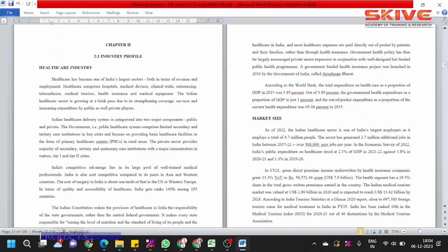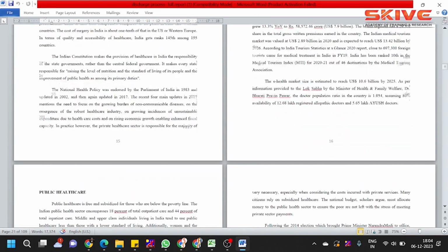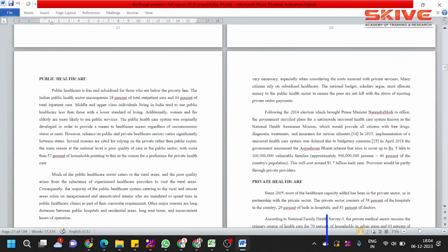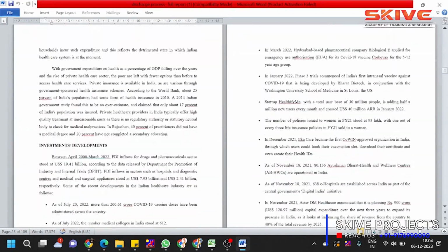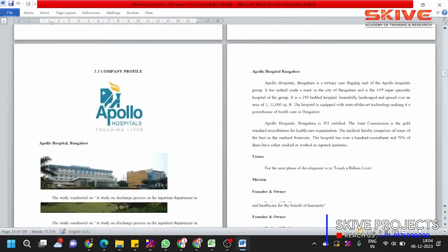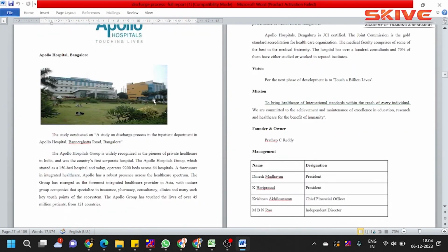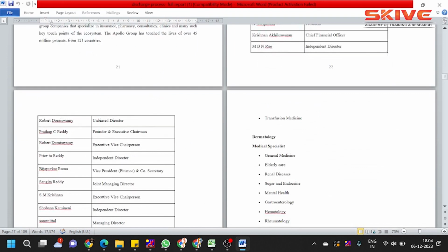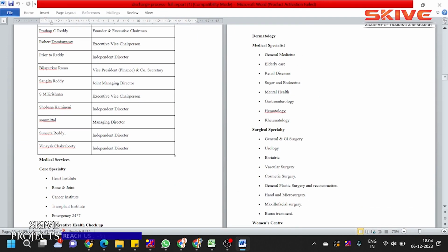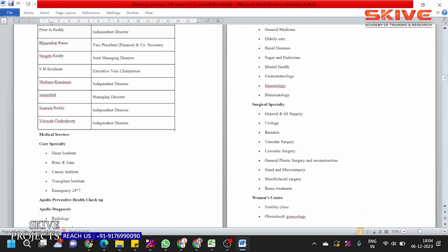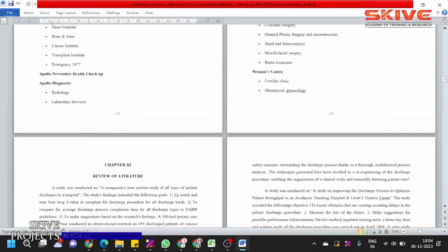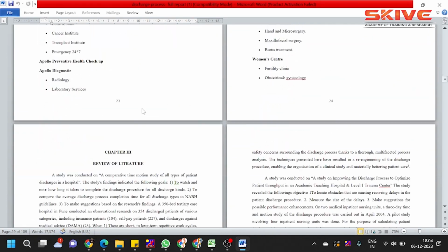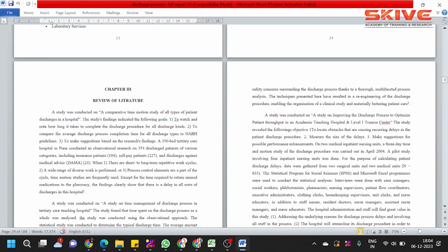Coming to chapter 2, this is the industry profile. Generally the industry is healthcare based, so we have briefly discussed the healthcare industry in this portion. Coming to the company profile, you know very well that Apollo is one of the leading hospitals in India. These are some general information about Apollo Hospitals.